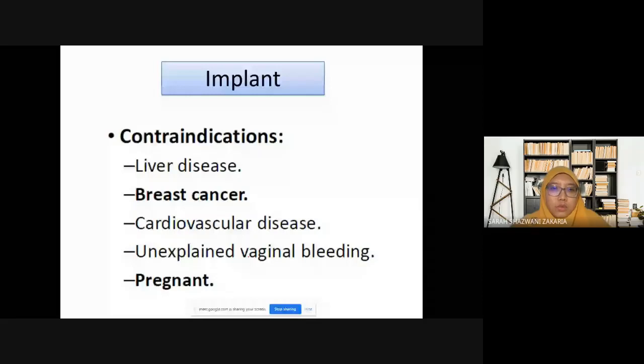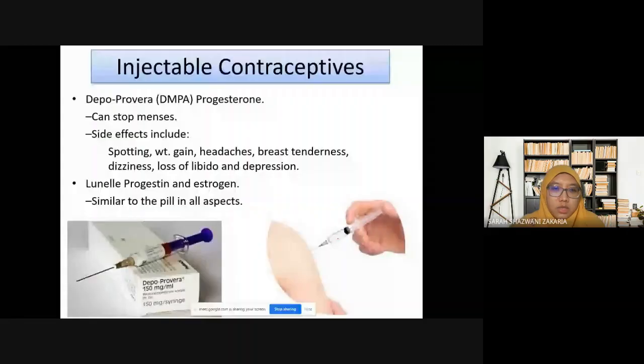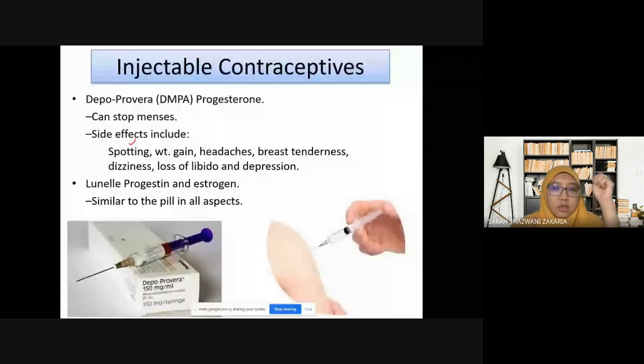Okay, let's move to the next slide. So this is an example injectable contraceptive. So macam ni lah, macam kita ambil jabs lah. So dalam tu ada progesterone, okay. Side effect, sama juga ada spotting. Spotting ni like a blood spot lah. Weight gain, headaches, dizziness, okay. Similar to pill in all aspects.